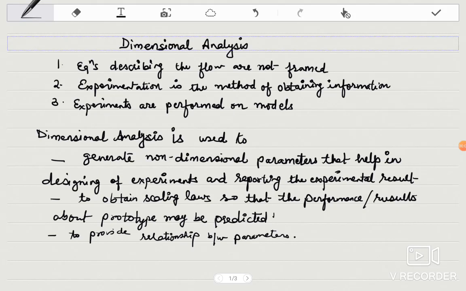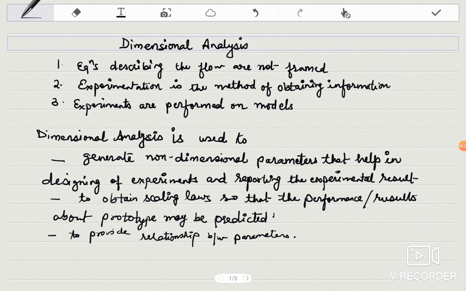Dear students, today we will continue our topic dimensional analysis, and this is its third lecture. In this lecture, I will tell you about a method or a technique which is known as Buckingham's pi theorem, which comes under dimensional analysis.